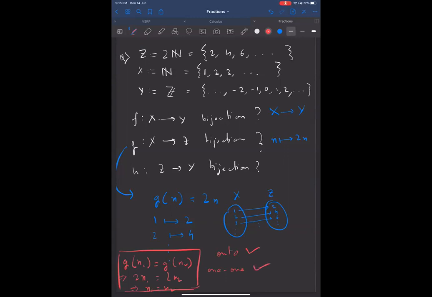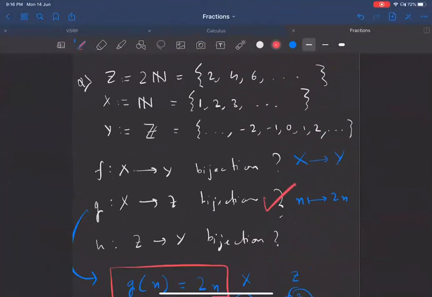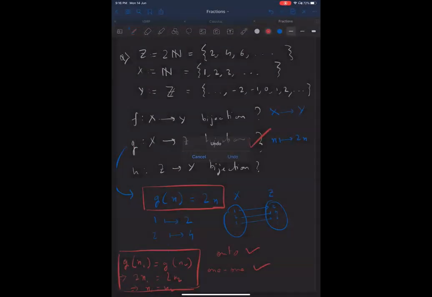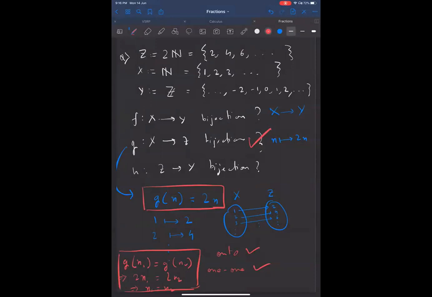So it's one-one and onto. So this function is a bijection. So we get a bijection from X to Z. Now let's try to find the bijection from X to Y. So now how to find the bijection from X to Y?